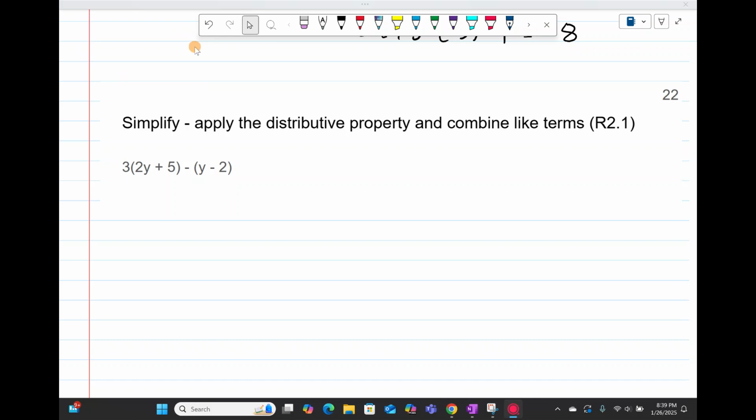In this video, we are going to practice using the distributive property and combining like terms. So let's go over this example.